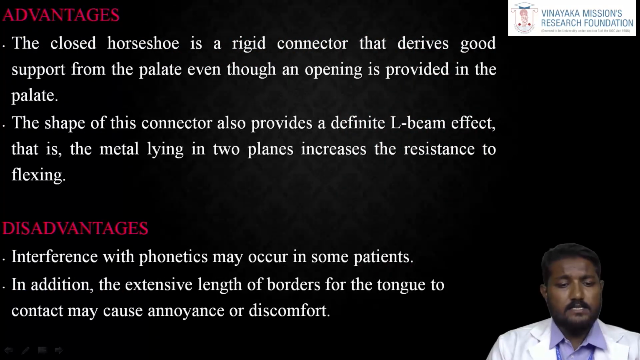The advantages are the closed horseshoe is a rigid connector that delivers good support from the palate even though an opening is provided in the palate. The shape of this connector also provides a definite L-beam effect, that is, metal lying in two planes increases the resistance to flexing. Disadvantages are that it interferes with phonetics, which may occur in some patients. In addition, the extensive length of border for the tongue to contact may cause annoyance or discomfort to the patient.